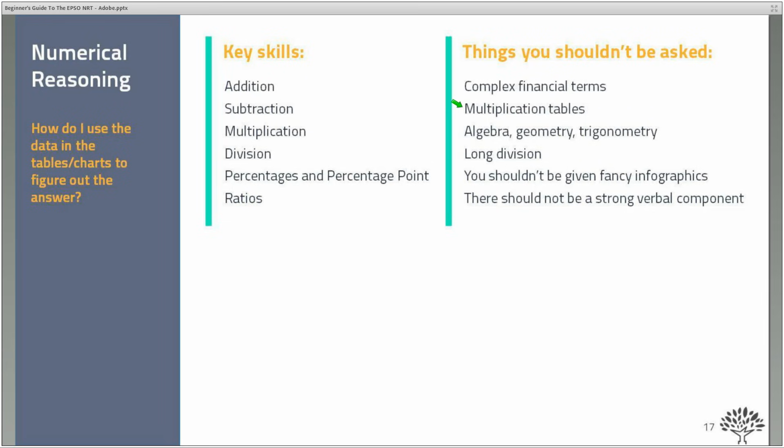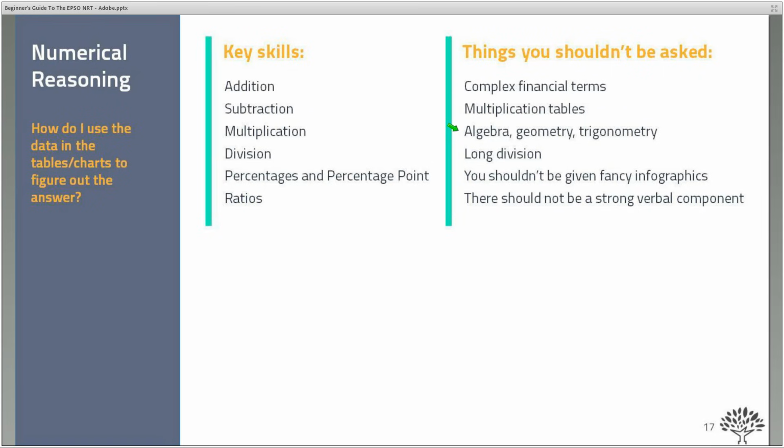Your multiplication tables, so you're not expected to know off the top of your head what 6 times 7 is, for example. Now, obviously, having a quick understanding of that may help you estimating some things, may help you quickly put things together. But certainly learning your multiplication tables off by heart is not going to be the most productive use of time in preparing for your exam.